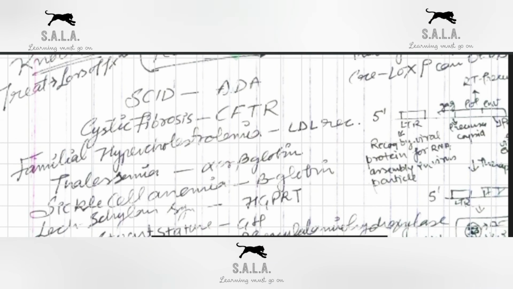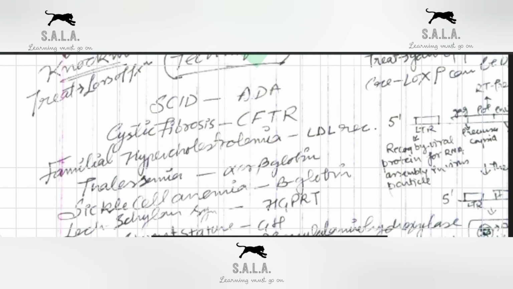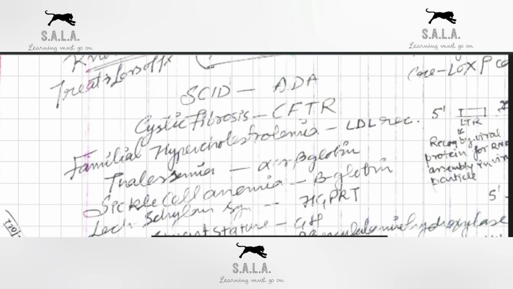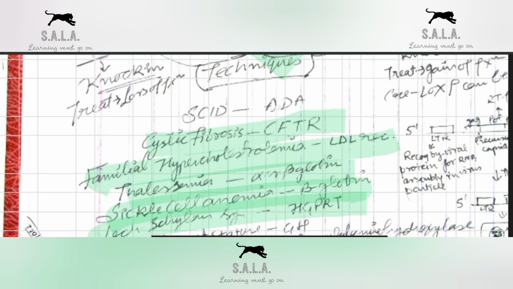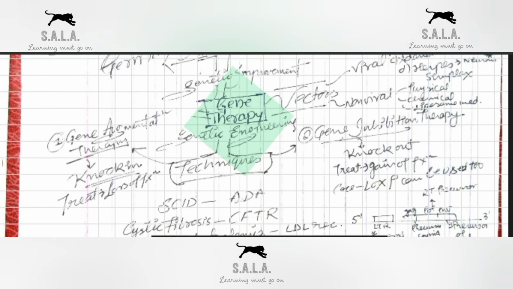There are certain examples where we have used this approach, like severe combined immunodeficiency, adenosine deaminase deficiency, cystic fibrosis, familial hypercholesterolemia, thalassemia, and sickle cell anemia. All these diseases can be easily treated by gene therapy.